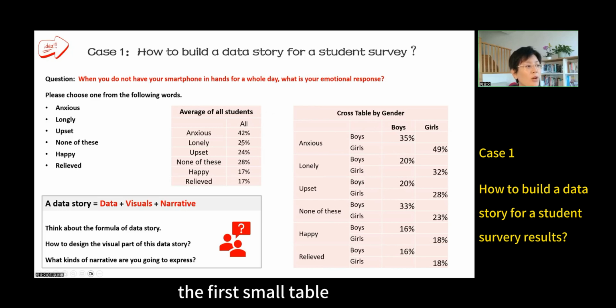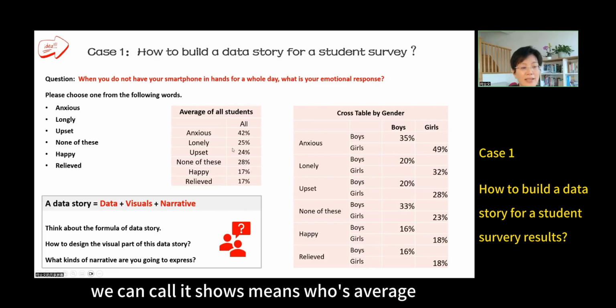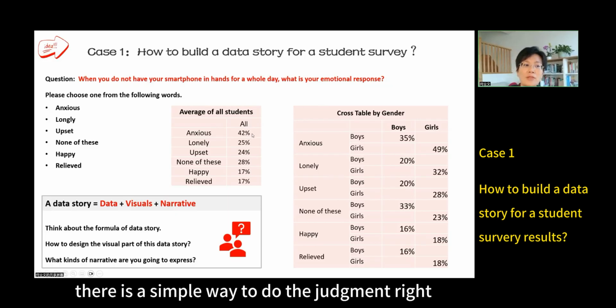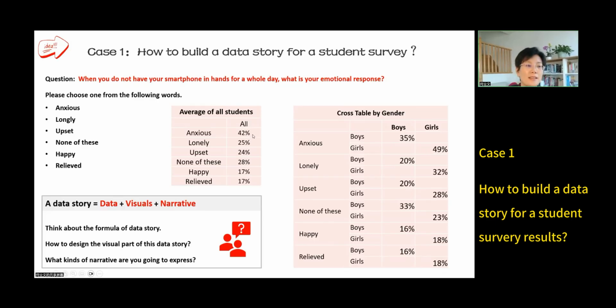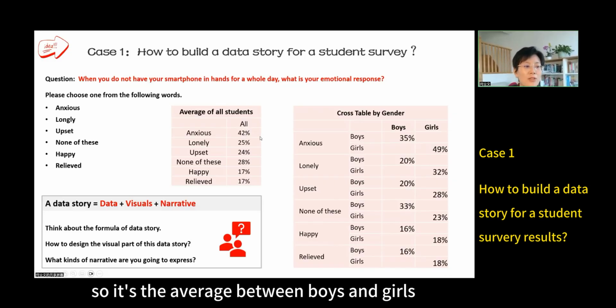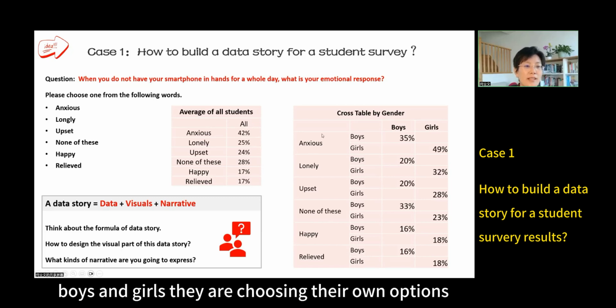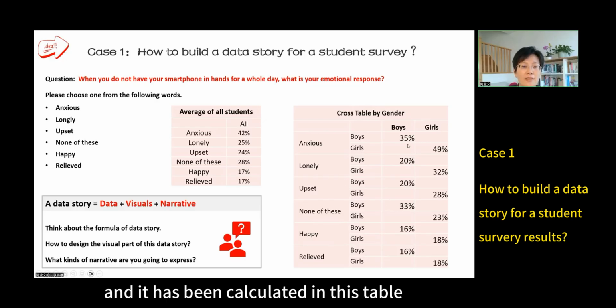The first small table shows averages, also called means. Whose average? You guys think about that. Whose average? There is a simple way to judge, right? Add these 2 numbers and divide. See here? Half of the sum, right? So it's the average between boys and girls. Boys and girls choose their own options, and it has been calculated in this table.